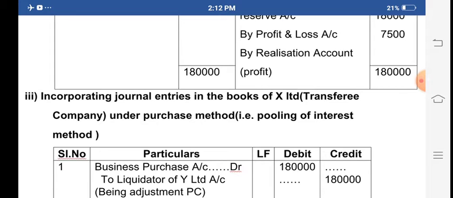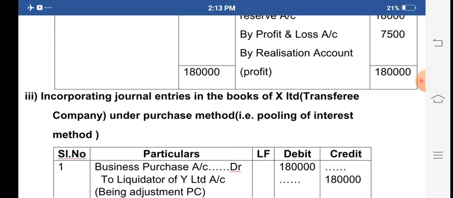Now you know that there are three steps. Which are those three steps? The first step is to prepare the purchase consideration. The second step is the closing entries in the books of the transferor company. And the third step is passing the incorporating entries in the transferee company. This is the last step. One more thing we have to prepare, which is the balance sheet, later on we will see. First of all, see the incorporating journal entries in the books of X Limited.